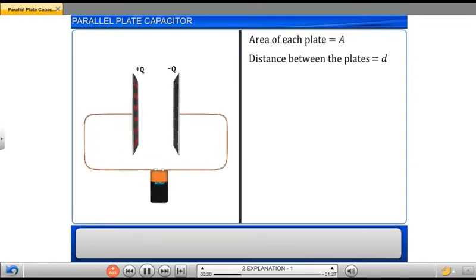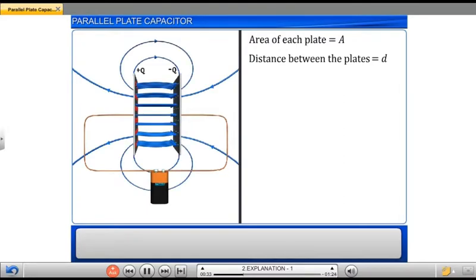Due to this, a uniform electric field is created between the plates of the capacitor. Towards the edges of the plates, we observe fringing in the electric field. That is, the field is non-uniform near the edges. We know that d is the distance between the plates. But if d squared is very small compared to the area A, the fringing effects can be neglected in the regions which are far off from the edges of the plates.